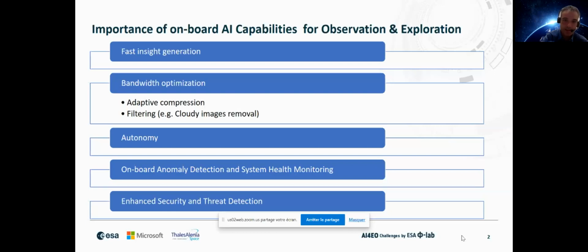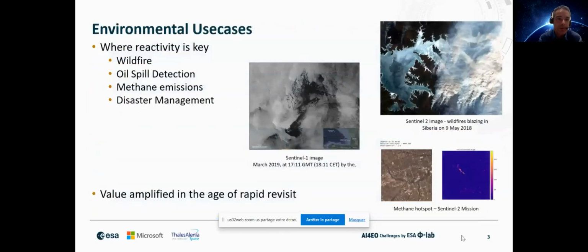Okay, let's move on to the next slide. Regarding environmental use cases where reactivity is key, we all have in mind the wildfire, of course, oil spill detection, methane emissions as well, and disaster management in general that requires a lot of reactivity. When we want to be as efficient as possible, onboard AI can bring a significant contribution to all that. If you think about the future of rapid revisit with small or not so small constellations that are coming into the picture, onboard AI is also an accelerator in a way. It multiplies the effect of rapid revisit.